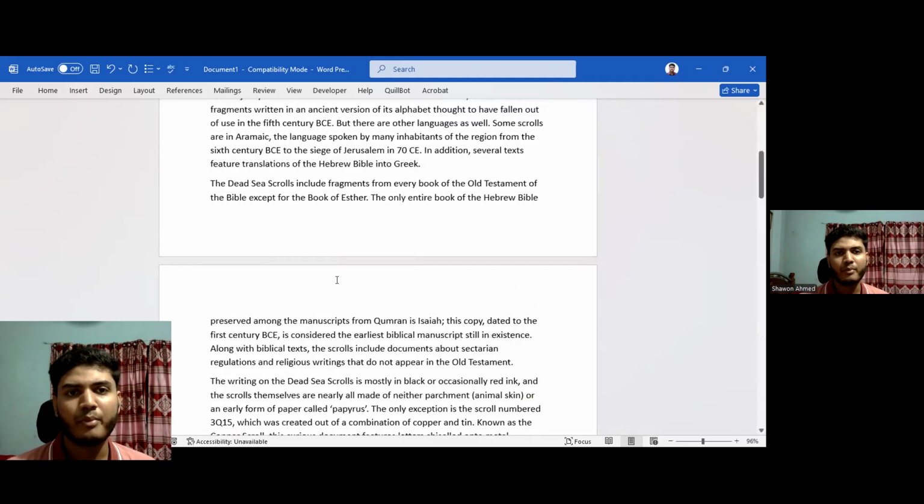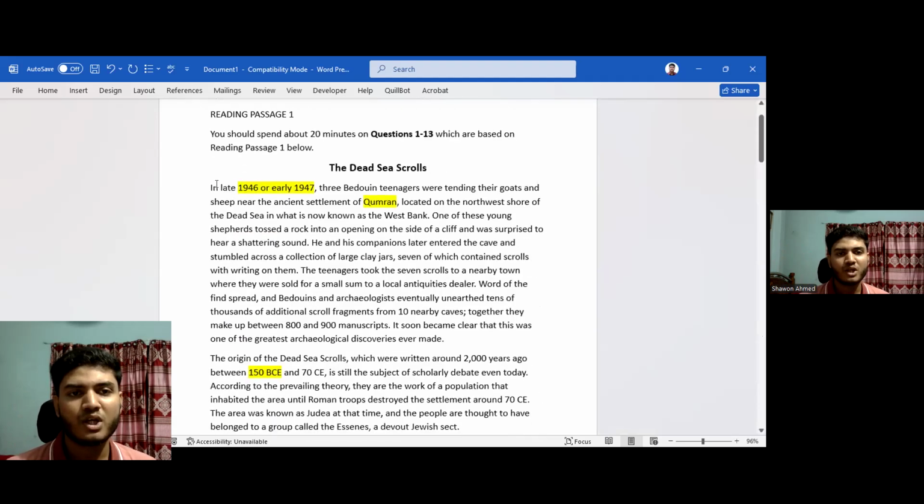So let's go back to the passage. In late 1946 or early 1947, three Bedouin teenagers were tending their goats and sheep near the ancient settlement of Qumran, located on the northwest shore of the Dead Sea in what is now known as the West Bank. So it's just talking about the background, but here we don't find our answer. Let's read more to find out the answer.